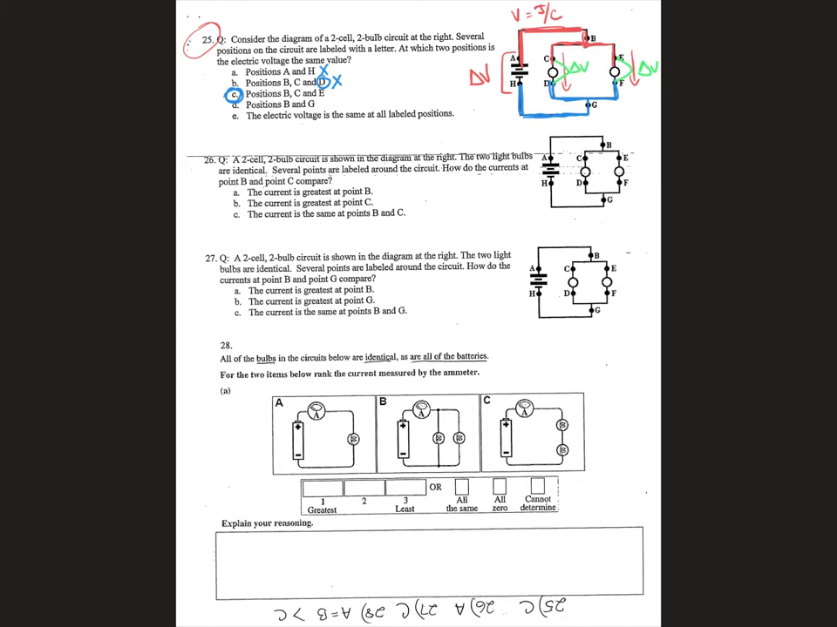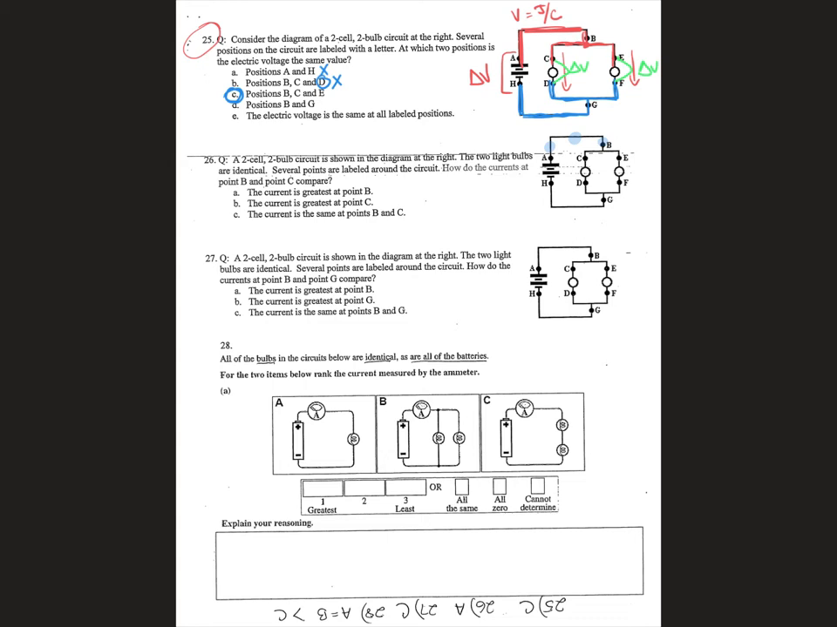Number 26 is the same circuit, drawn exactly the same way, same letters. In this case, the two light bulbs are identical. How do the currents at B and C compare? So let's take a look. We're looking at current now. Well, it's hard to tell what the current is, but we know that the current is going to be the same all the way through this pathway. Remember, those are current pucks. The current is then going to split.